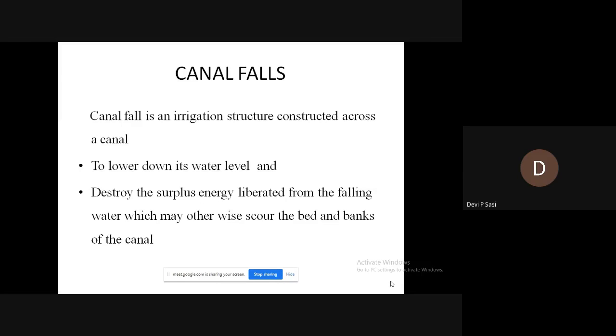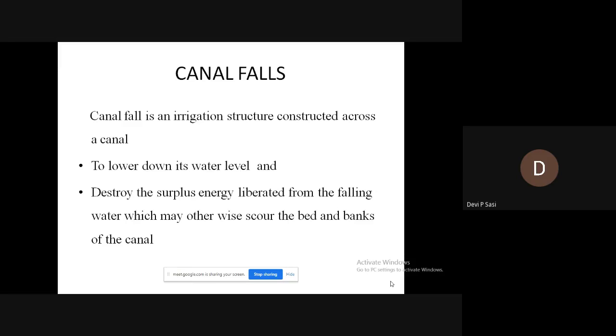That means the first one is to lower the water level, and the second one is to destroy the excess energy of the falling water. Otherwise, that falling water will scour the beds and banks of the canal. Scour means the flushing effect of water, or the flushing action of water is termed as scouring.